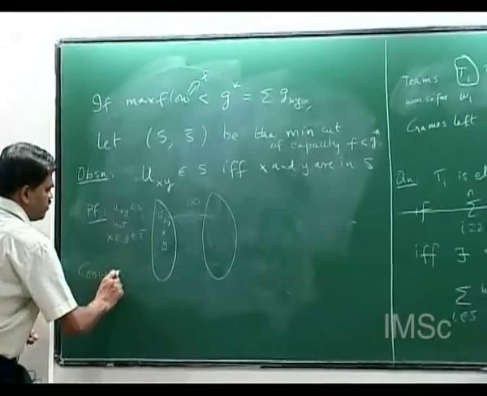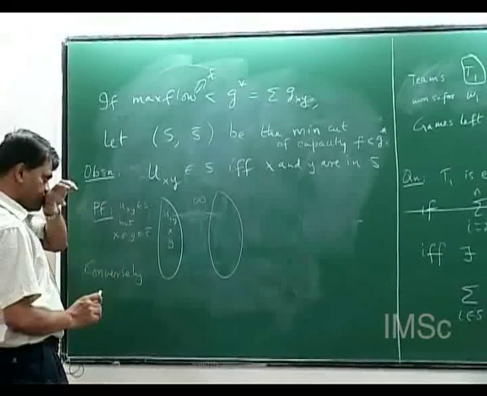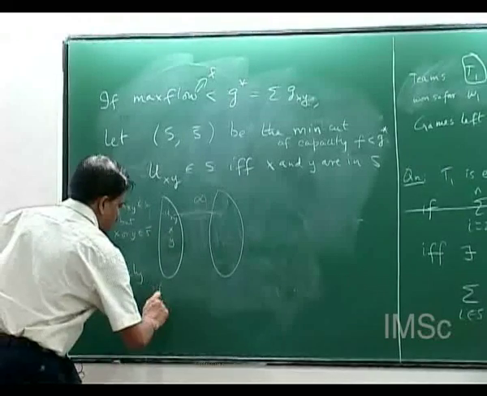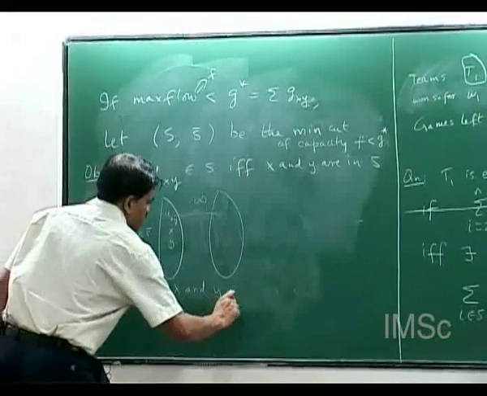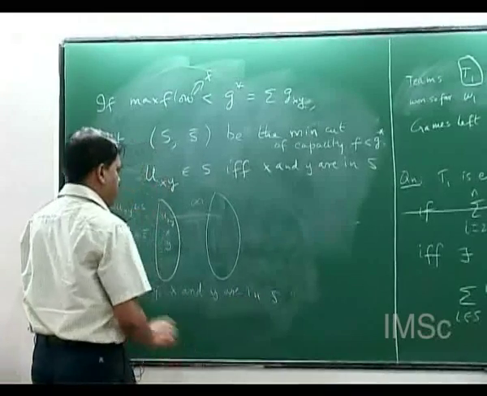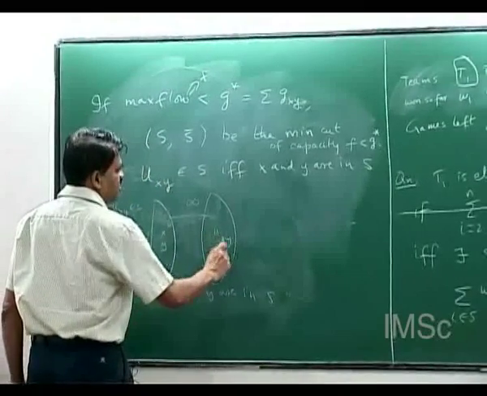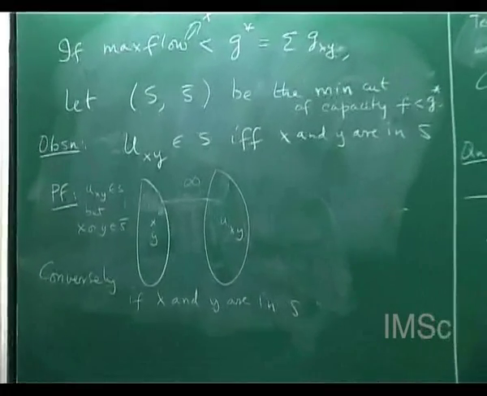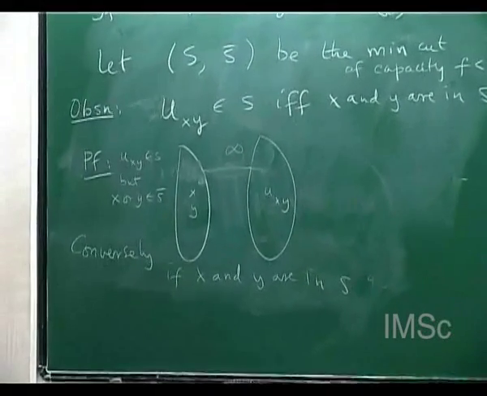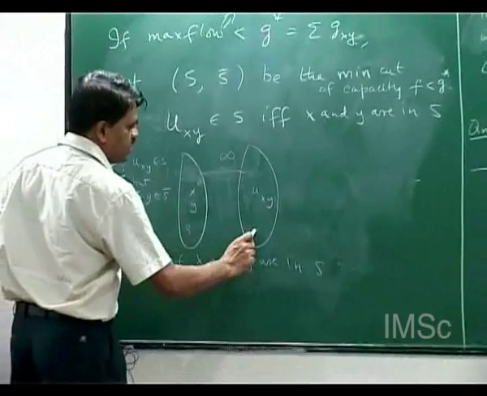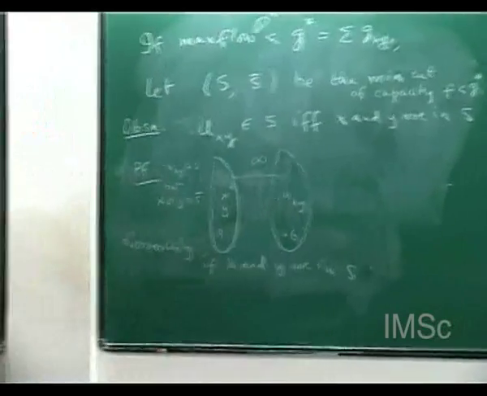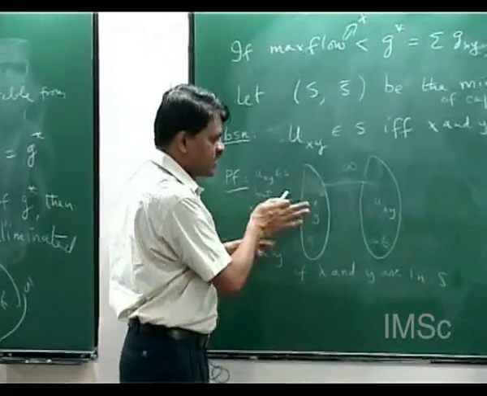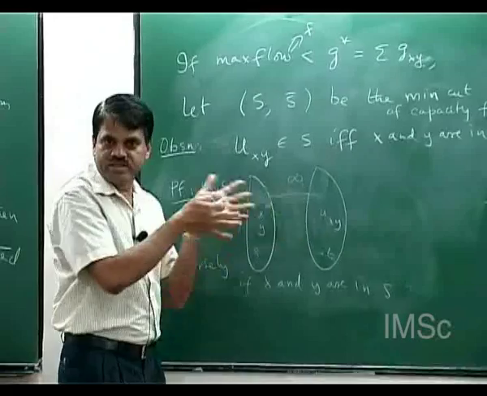Conversely, suppose x and y are here, and if u x y is here, let us see what are the contribution of these vertices to the cut. Remember S is here and T is here, because that is the definition of ST cut. Okay. So, what is the contribution? There is nothing going from x or y to u x y in that direction.